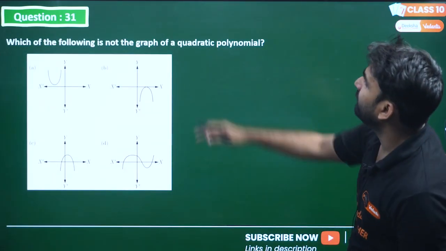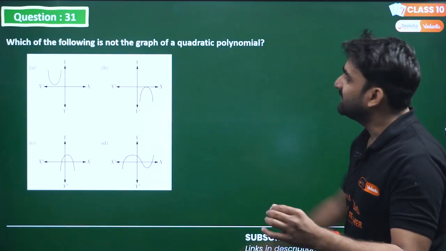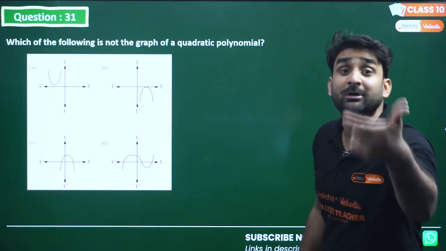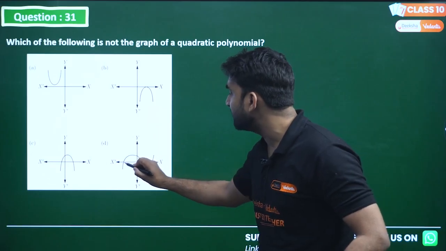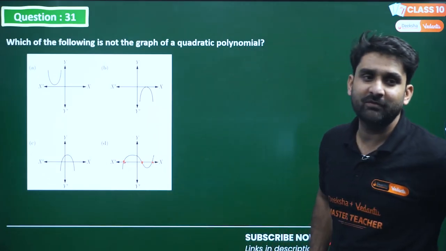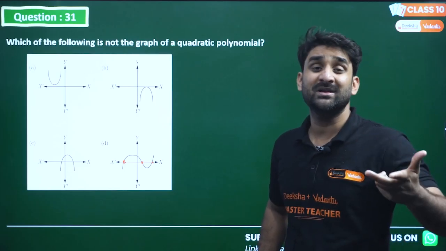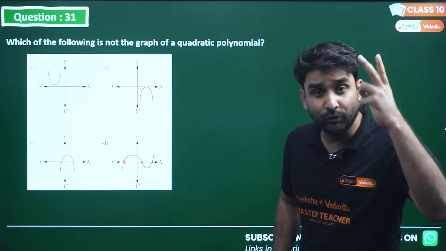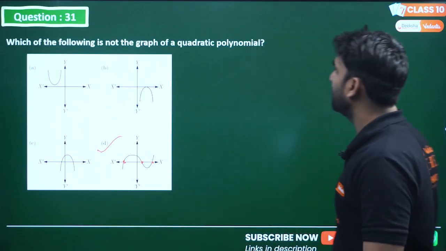Question number 31. Which of the following is not the graph of a quadratic polynomial? There are 4 graphs. Which graph will not be a quadratic polynomial? Here this graph is intersecting the x-axis at 3 points, but for a quadratic equation only 2 points are there, because any quadratic equation has only 2 zeros, 2 roots. It cannot intersect the x-axis at 3 points. So this option cannot be a quadratic polynomial.